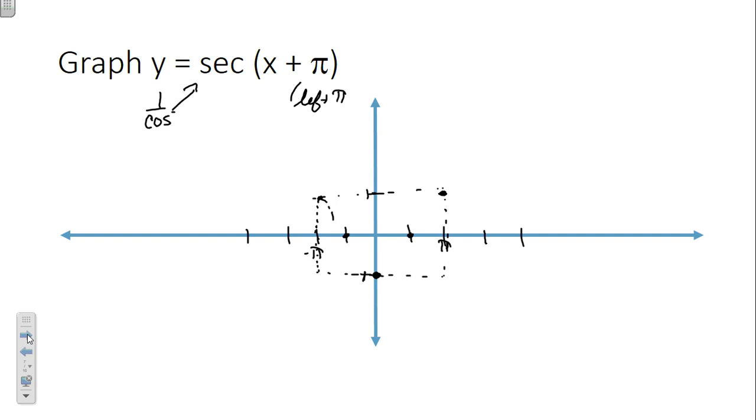So this is where our cosine would have been if we shifted it left pi, and now we have to figure out where our asymptotes are going to be. It doesn't hurt to do another little cosine wave here.